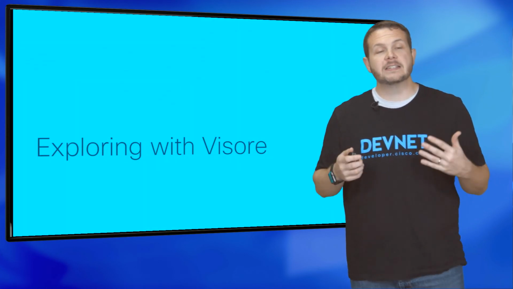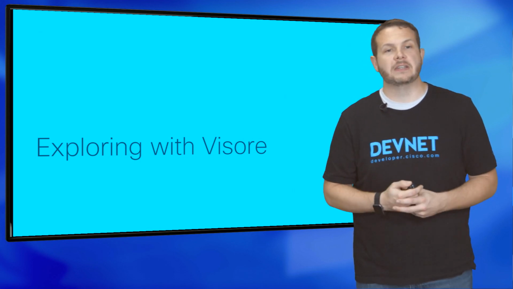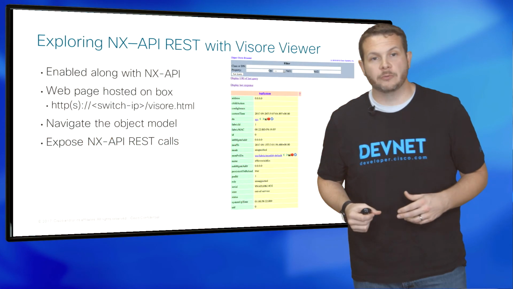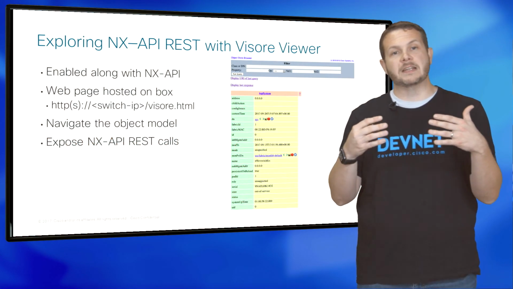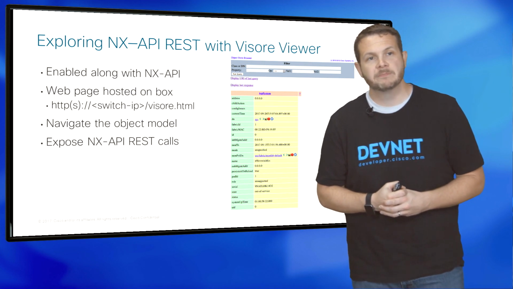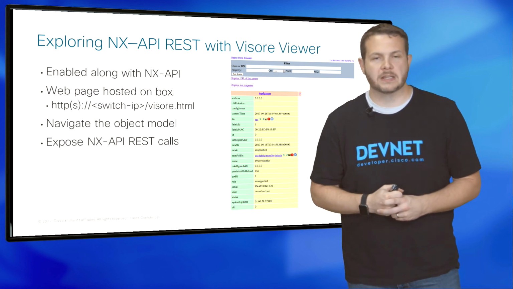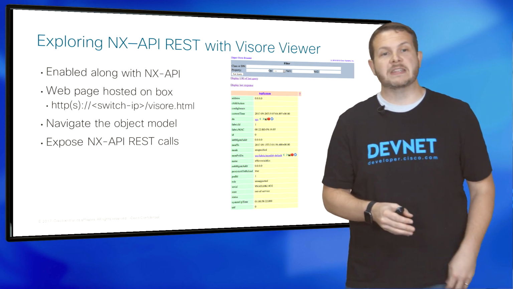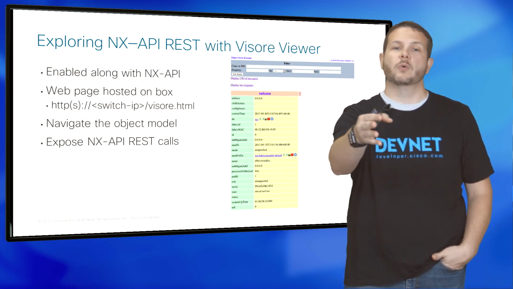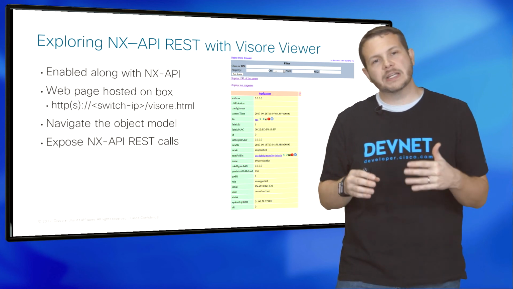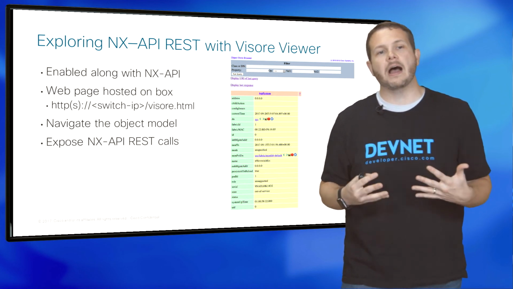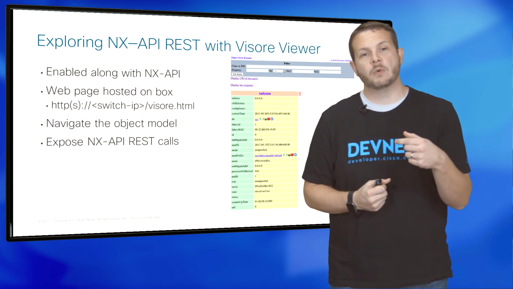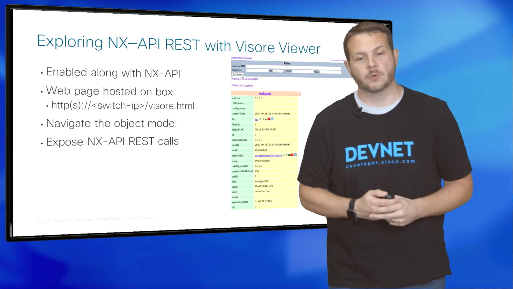Speaking of exploring, let's take a look at Visore, a capability that's included with NXOS. Now, similar to the sandbox, which is enabled for interfacing and working with the NX-API CLI when you turn on NX-API, Visore is enabled automatically with NX-API as well. It is a web page hosted on the box, and we get to it by navigating to the IP address/visore.html. And Visore gives us the ability to navigate through the entire object model, as well as expose the NX-API REST calls necessary for working with and replicating what you're seeing in Visore.